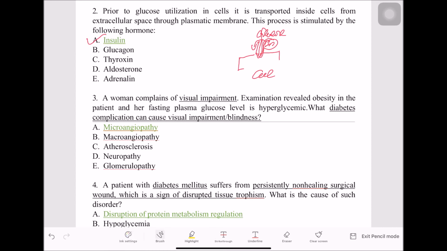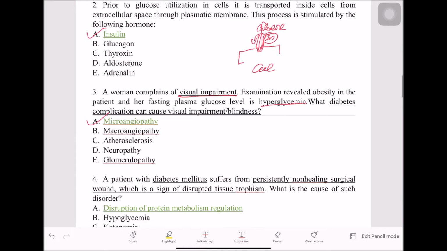So the third question: the patient has visual impairment, so that is microangiopathy or retinopathy. Examination revealed obesity is present and her fasting glucose level shows she is hyperglycemic, and the diabetic complication is microvascular, that is microangiopathy.